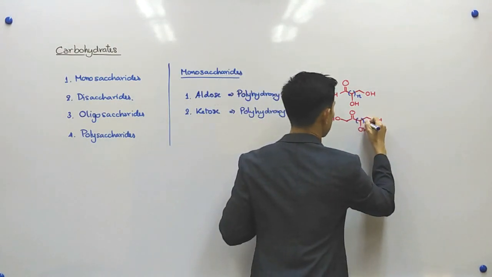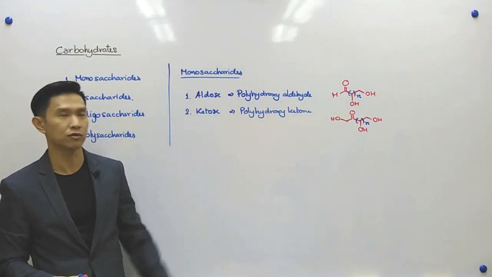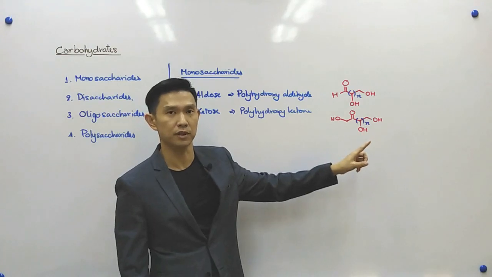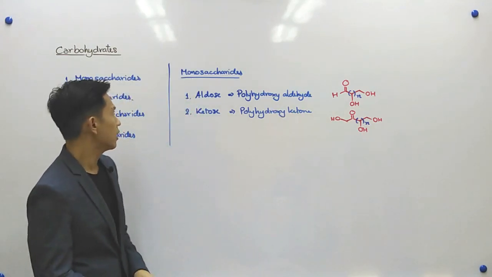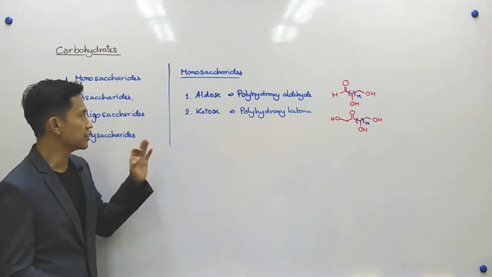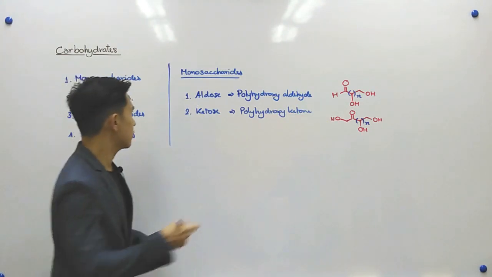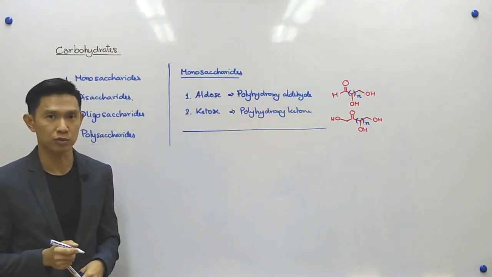So normally every carbon other than the carbonyl group contains an OH group. So we call them polyhydroxy because we have many hydroxy groups. We call them polyhydroxyaldehyde and polyhydroxyketone. So we divide them by the functionalities in the molecule, but we can also divide them by the number of carbon in the molecule as well.